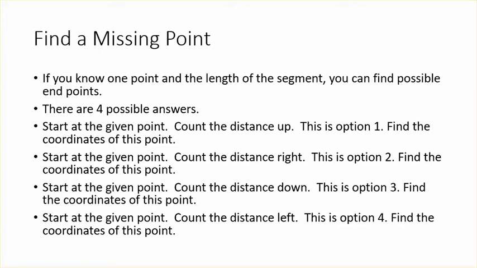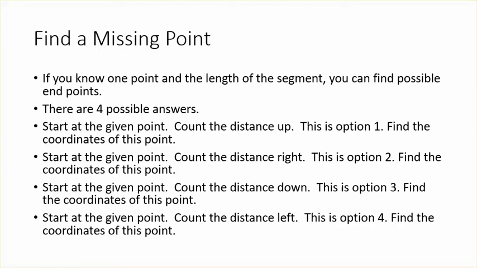So we'll count the given length up, put a point there. Then we'll go back to the original point, count the distance to the right, put a point there. Go back to the original, count the distance down, put a point, and then finally go back to the beginning, count the distance left. That will be our final option.